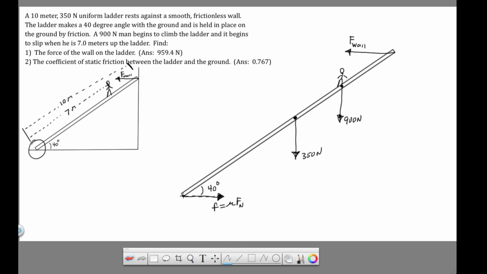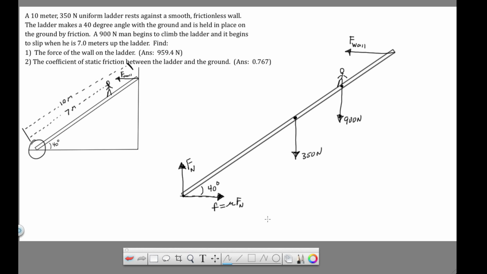Okay, and then there's also a normal force. Normal force is always perpendicular to the surface. That's why we call it normal. Normal just means perpendicular. So, and remember up here, this force of wall, that's also a normal force, but we're going to call this force of wall, so that way we don't have two normal forces. So this force is force of wall, and then down here where the ladder rests on the ground, we're going to call that normal force.